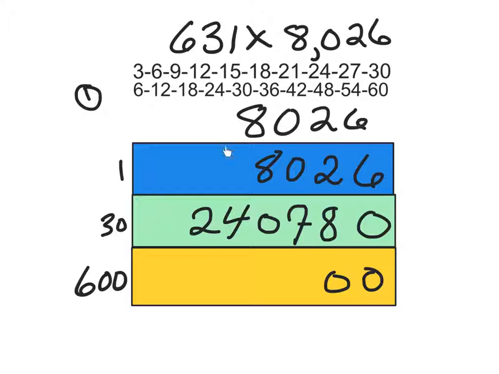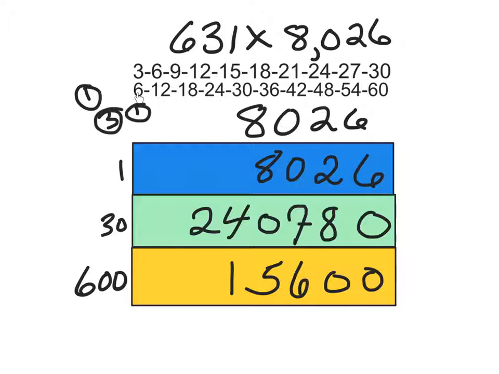6 times 6. 1, 2, 3, 4, 5, 6 gives you 36. I'm going to drop the 6 and carry the 3. Drop that 6, carry that 3, and move along. 6 times 2. 1, 2 gives you 12. Plus 3 is going to give you 15. I'm going to drop the 5, carry the 1, and move along. 6 times 0, well, that's 0. Plus this 1 here will give you 1. Drop that 1 and move along.